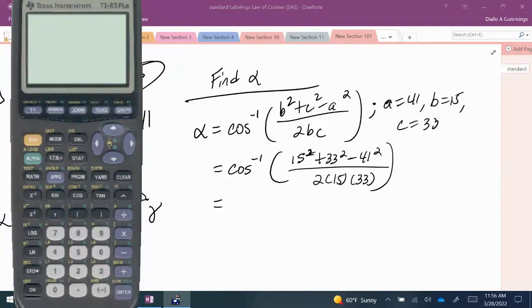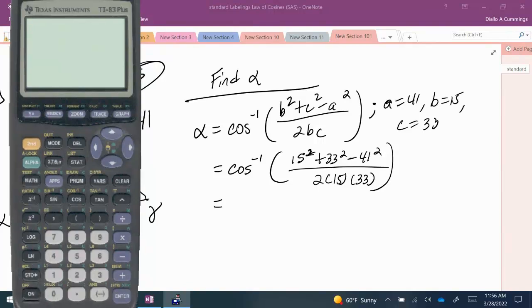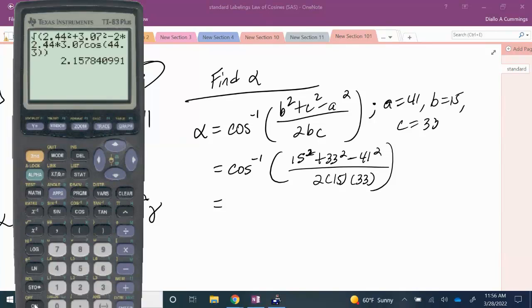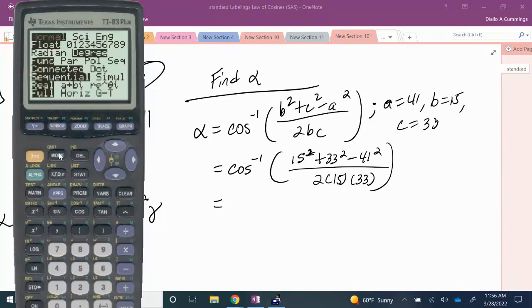And I have to flip the computer around. Well, no, I don't, not really. Okay, I'm trying to turn on the calculator. Okay. All right, so I'm going to put this in carefully. Well, first off, let's make sure I'm in degree mode.